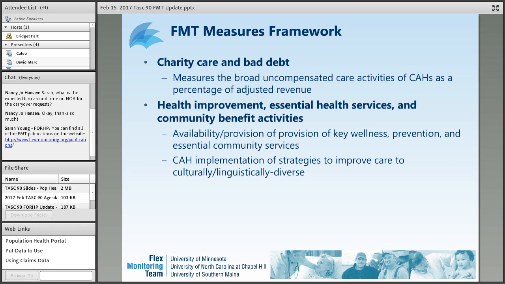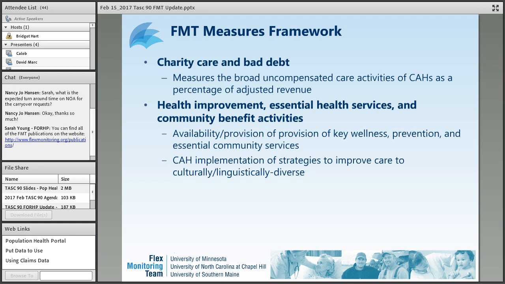There we go. So some of the measures: charity care and bad debt, a clear, common measure of where hospitals are in terms of serving vulnerable populations. And so that's a big part of what we're looking at. Often people aren't really clear about the difference between the two, and so we're tracking both of those measures from the cost reports.